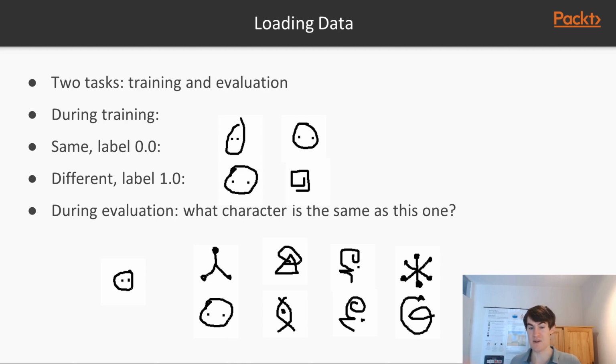And if they are different, we give them the label 1. So if you have a funny looking head and a squiggly square, then we give them the label 1.